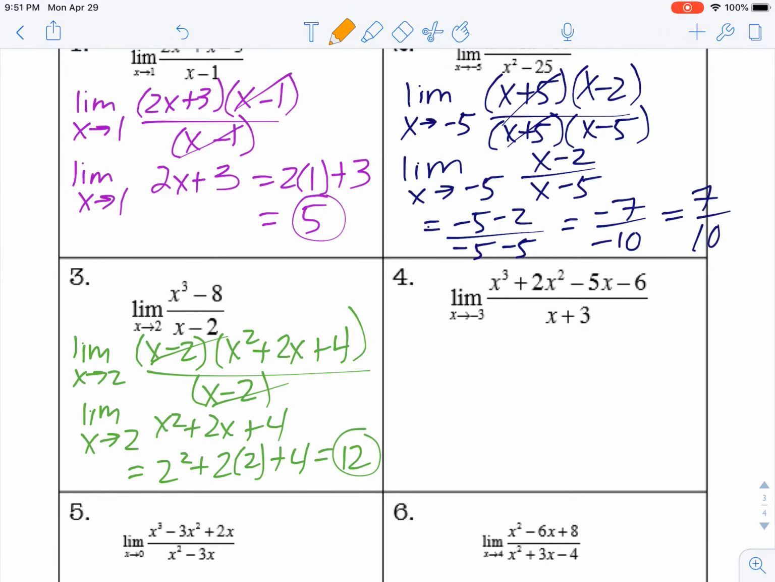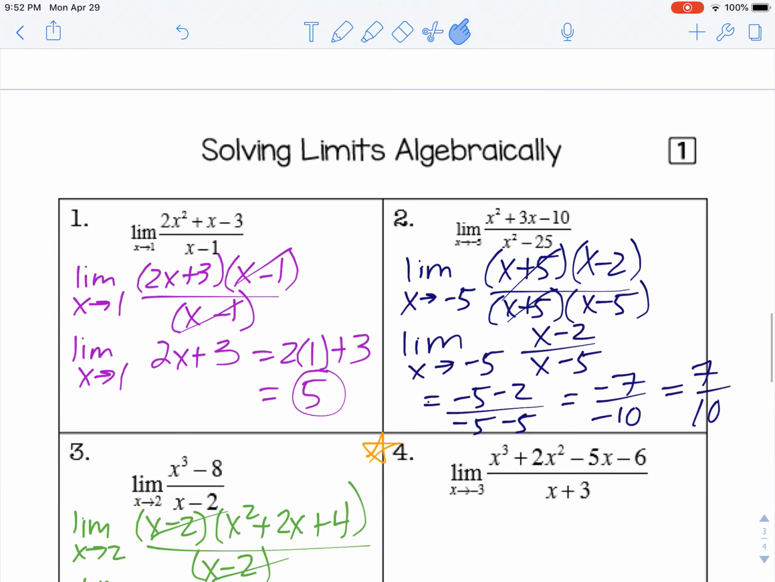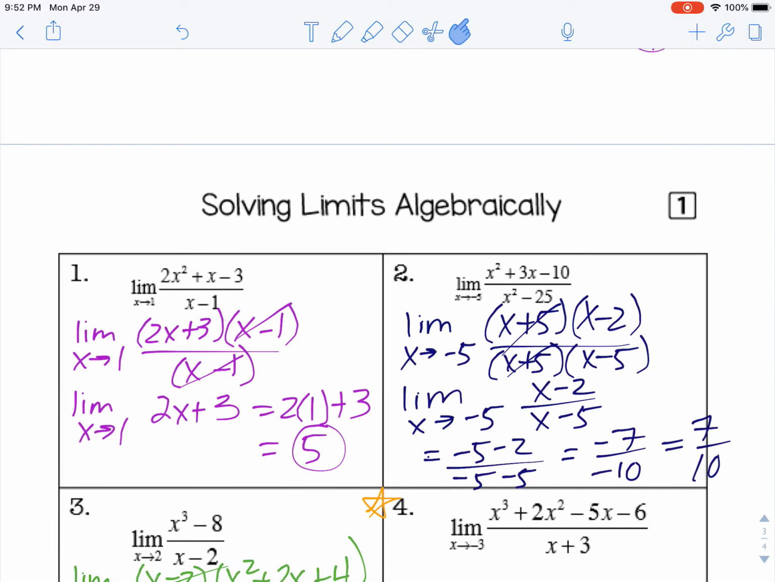All right, number 4. Ooh, okay, this one's tricky. I'm going to put a star next to it. At first glance, it looks like you're going to factor by grouping the numerator, but that doesn't work. So what I did is, most likely there's going to be an x minus 3 somewhere in your numerator. So you'd actually have to factor that using synthetic division. I'm going to go up to the top here, see if I have some room.